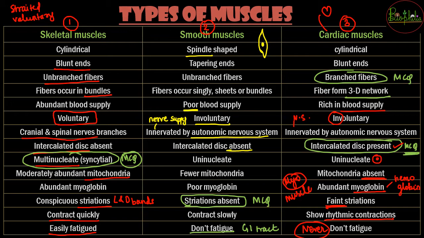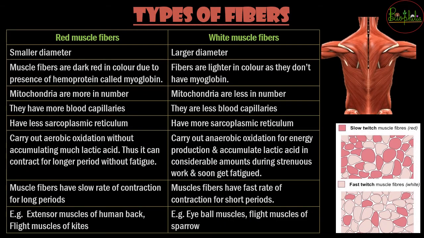So that was about the three types of muscle in detail, and you can go through the images as well, to see how they look, and that will give you a better idea about their differences. The next thing we see is the type of fibers. There are going to be two types: red muscle fibers and white muscle fibers. On what basis do you differentiate them?